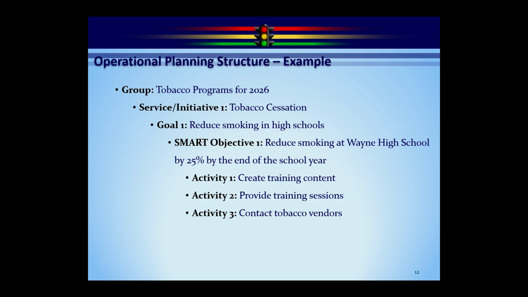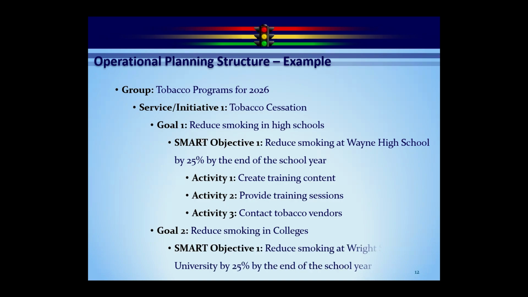Let's say we had another goal called reduce smoking in colleges. Underneath that, we're going to have its own SMART objective, which would be reduce smoking at my other alma mater, Wright State University in lovely Dayton, Ohio, by 25% by the end of the school year. And then you're probably going to have a similar set of activities underneath that. So like we talked about, these things can repeat, and you can imagine you can get lots and lots of activities down at the bottom. So you get that pyramid being really wide.